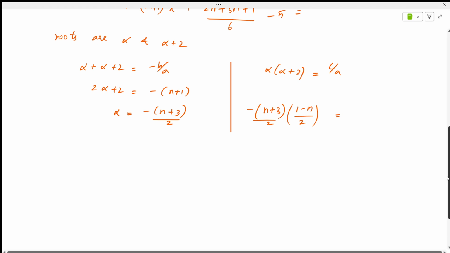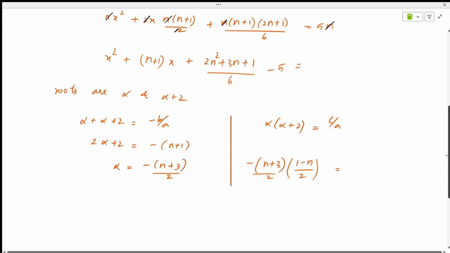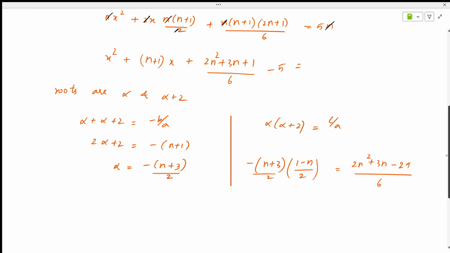The value of c is, this becomes minus 30, so minus 29, (2n square plus 3n minus 29) by 6. You can cancel 2 here and 2 3's. Due to the cross multiplication, you will get (n square plus 2n minus 3) into 3 equal to 2 of (2n square plus 3n minus 29).